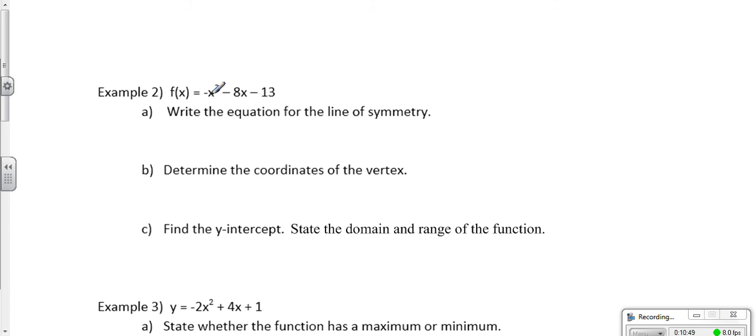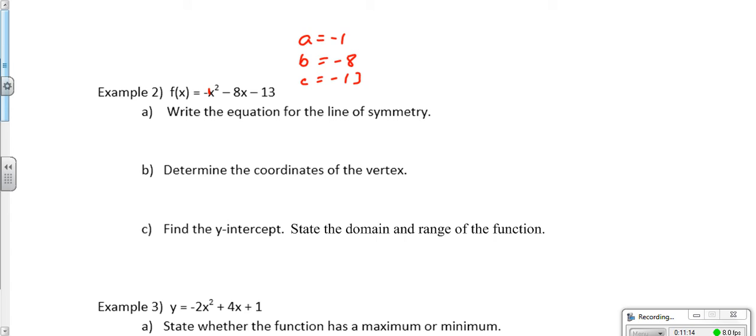Number 2. Alright, we have another equation. So first and foremost, I like to have this habit. Write down the a. In this case, a is negative 1, b is negative 8, and c is negative 13. Now we do not have a graph here, so we're going to have to rely on our formulas. Write the equation of the line of symmetry.